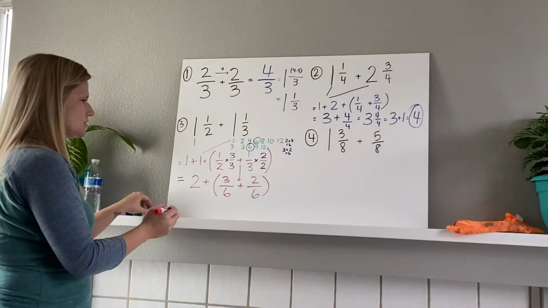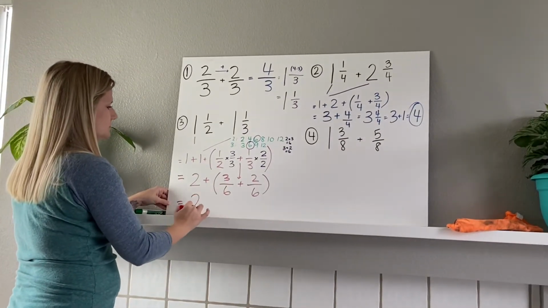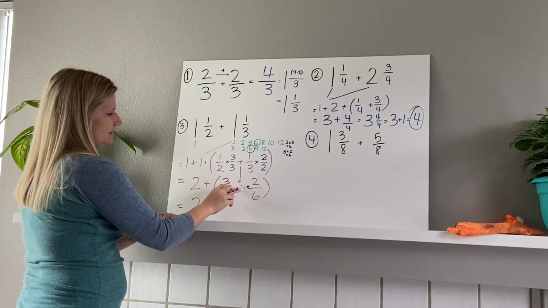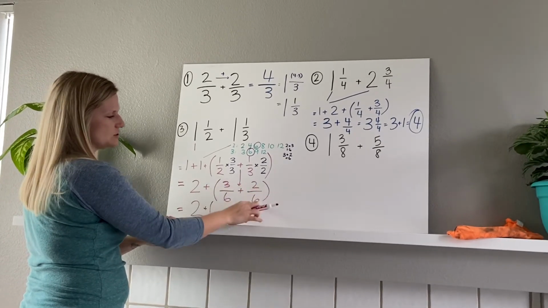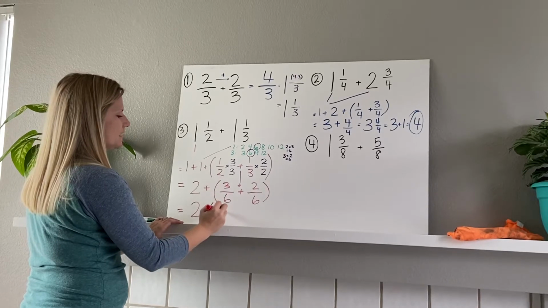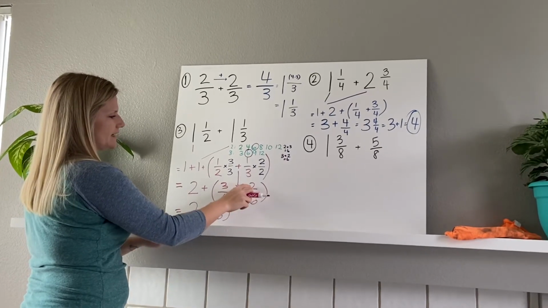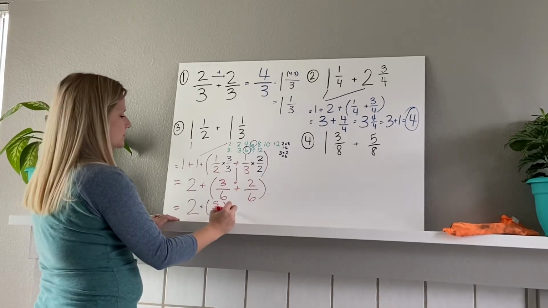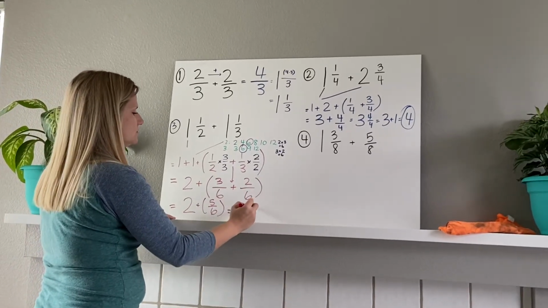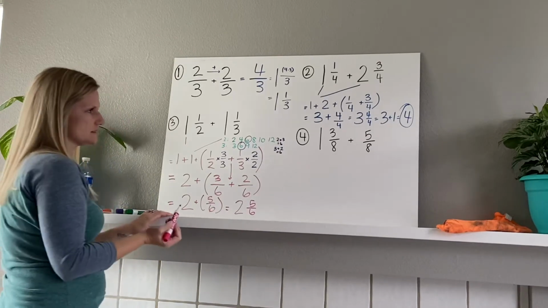So now you can actually go through and add. 2, and then we're adding 3/6 and 2/6, which is actually equal to 5/6. So you only added together the numerators, your denominator stayed the same. So your answer for this equation is 2 and 5/6.